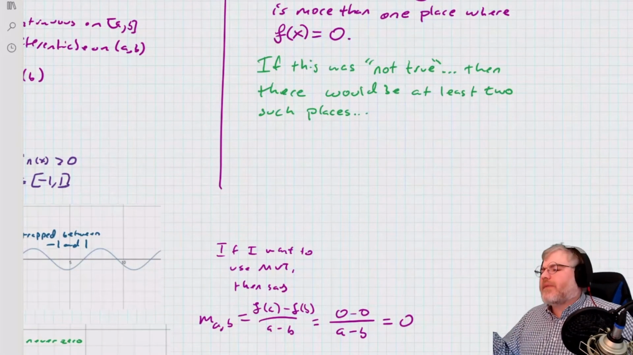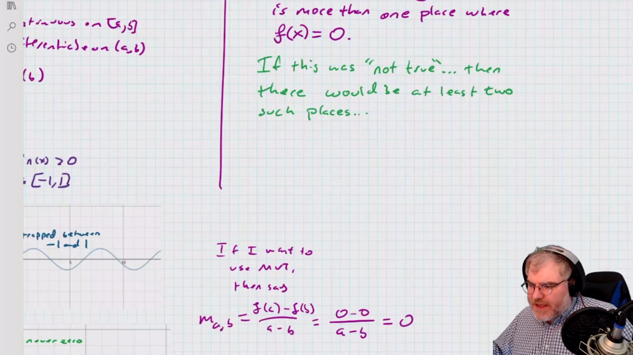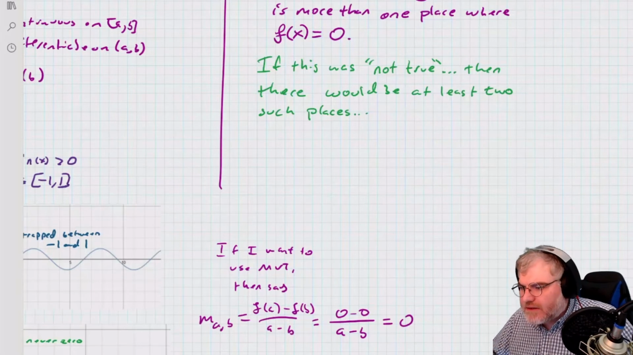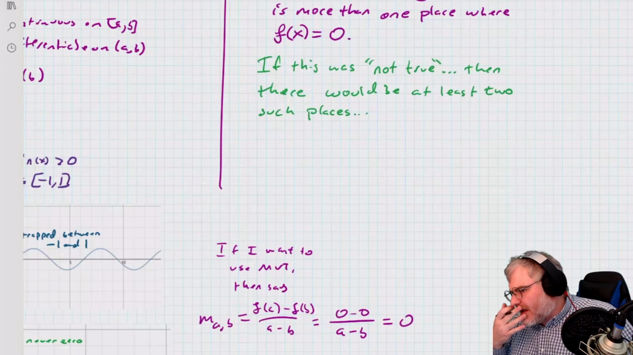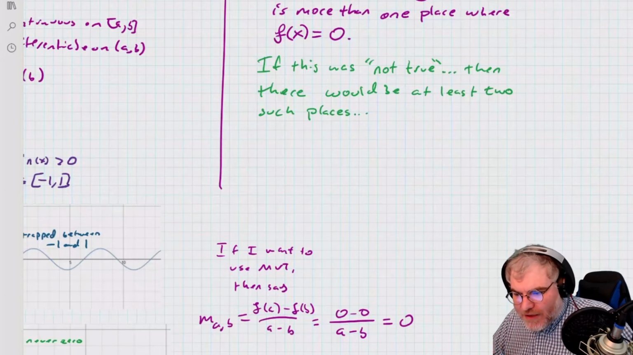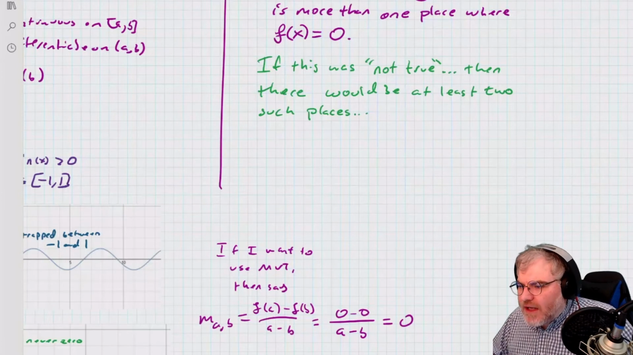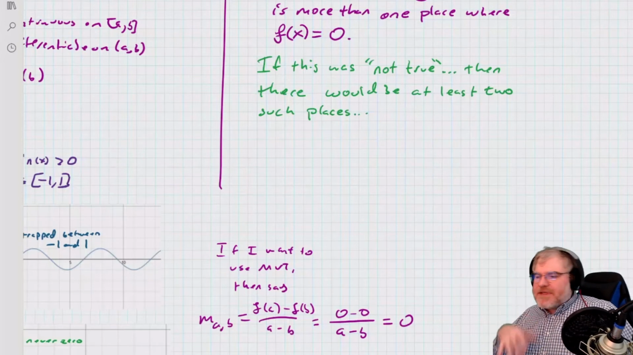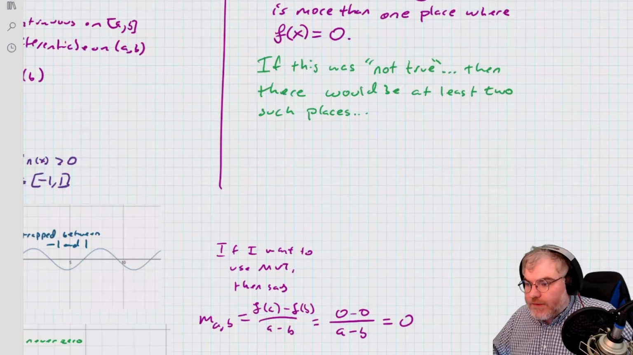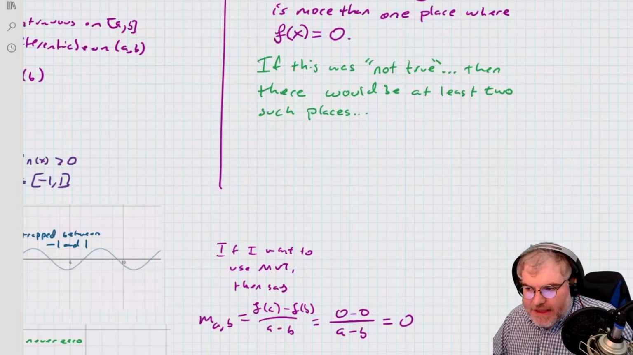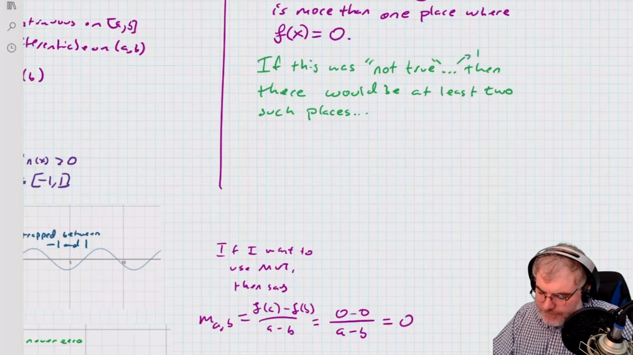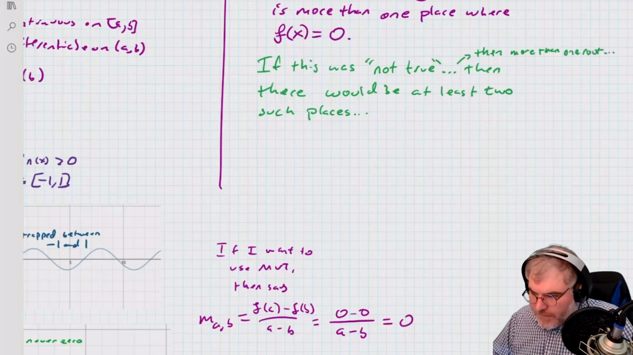So I'm just going to call them A and B. It is a function, but it's a special type of function. It's differentiable everywhere. So what Marvin said is that it has no more than one real root. The opposite of that statement is that it has more than one. So if this was not true, there would be more than one. In other words, there would be at least two.